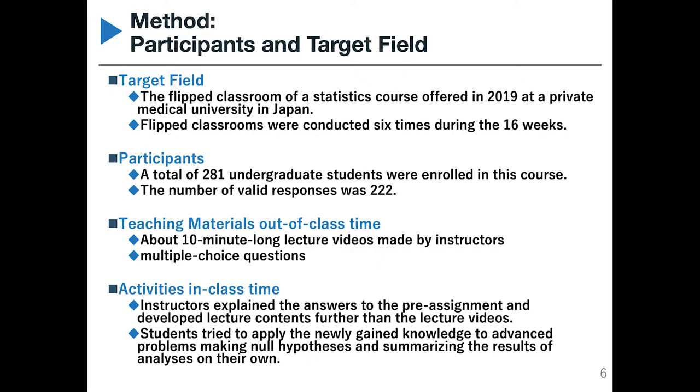We chose the flipped classroom of a statistics course offered last year at a private medical university in Japan. Flipped classrooms were conducted 6 times during the 16 weeks. 281 undergraduate students were enrolled in this course, and the number of valid responses was 222.